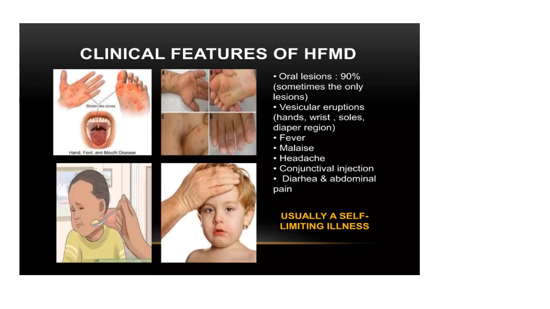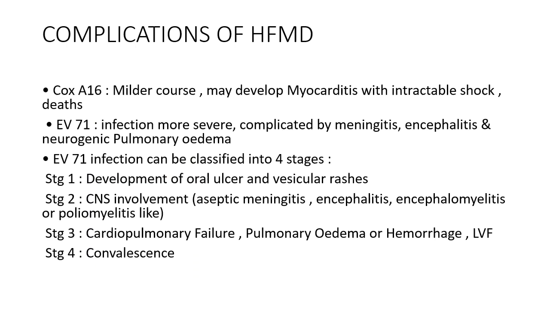Enterovirus 71 infection can be classified into 4 stages. Stage 1, development of oral ulcer and vesicular rashes, which are on a milder course. Stage 2, it can cause CNS involvement like aseptic meningitis, encephalitis, encephalomyelitis, or poliomyelitis-like illness. Stage 3, cardiopulmonary failure, pulmonary edema or hemorrhage, and left ventricular failure. And stage 4 can lead to convalescence.